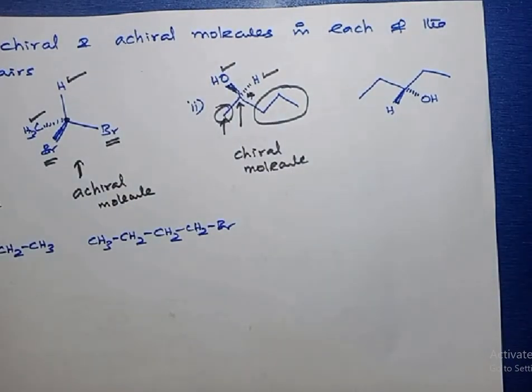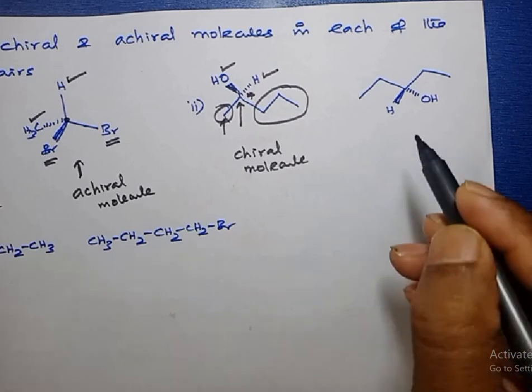If you have more than one chiral carbon, then you have to check whether the molecule and its mirror image are non-superimposable or not. If a molecule contains a single chiral carbon, you need not worry about anything. Directly you can say the molecule is a chiral molecule.